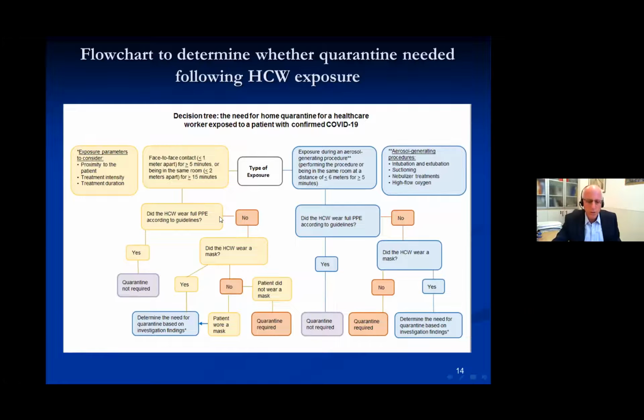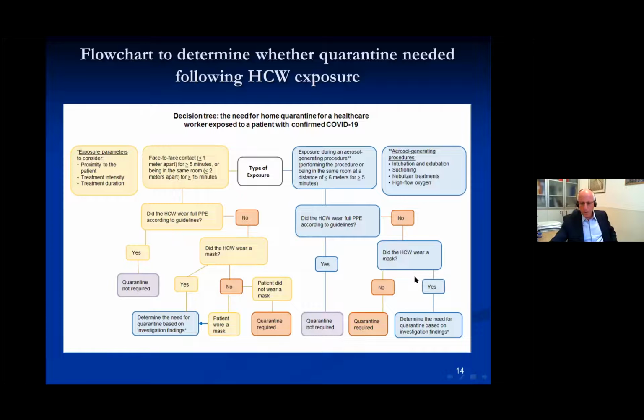So the first thing we did was designate the type of exposure. Was there an aerosol generating procedure done? And if so, was the procedure done in the same room at a distance of under 6 meters for more than 5 minutes? Was the healthcare worker doing the aerosol generating procedure wearing full PPE according to guidelines? And if the answer is yes, then quarantine isn't required. But if the answer is no, the next question is, was the healthcare worker wearing a mask? So if the answer is no, then clearly quarantine is required.